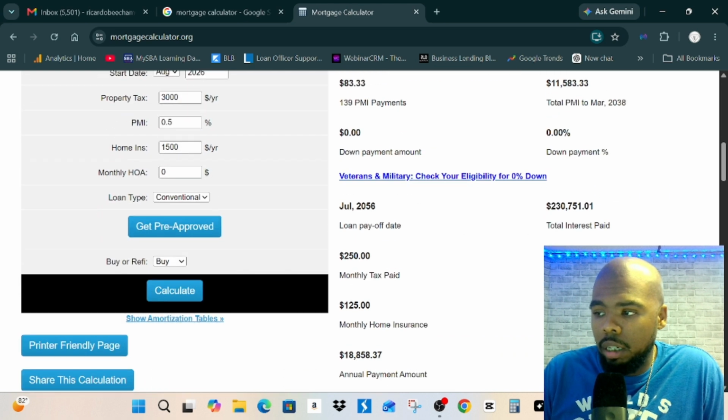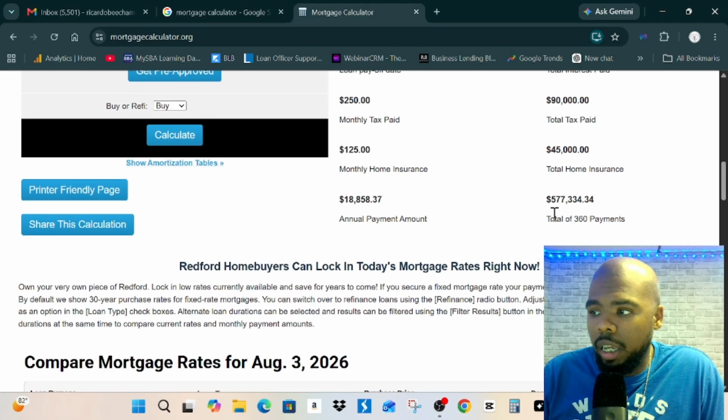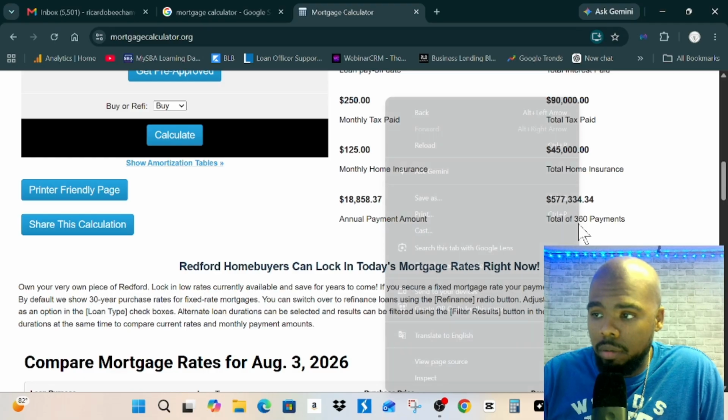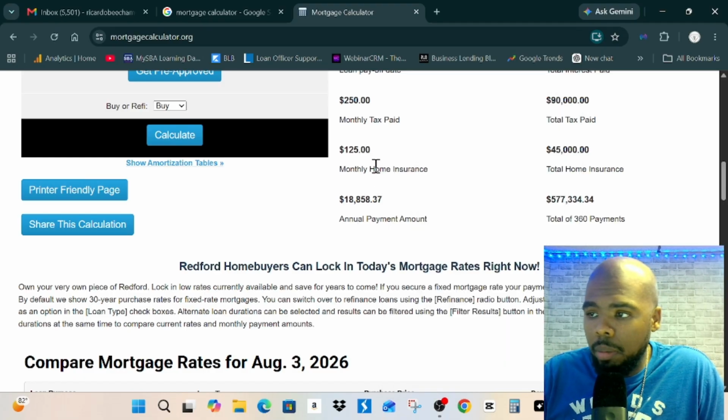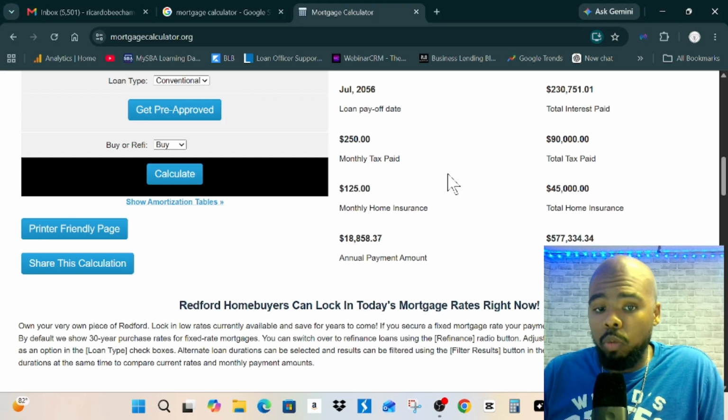And as you can see right here, look, make sure it goes up. You see what that says? That says $90,000 total tax paid. That's the taxes that you have to pay. That $90,000 is going into this $577,000. Then you've got the annual payments of the home insurance. I mean, all of these things. So everything is a cost. So don't get sticker shock when you see this, okay? Because it's not going to do you any justice.